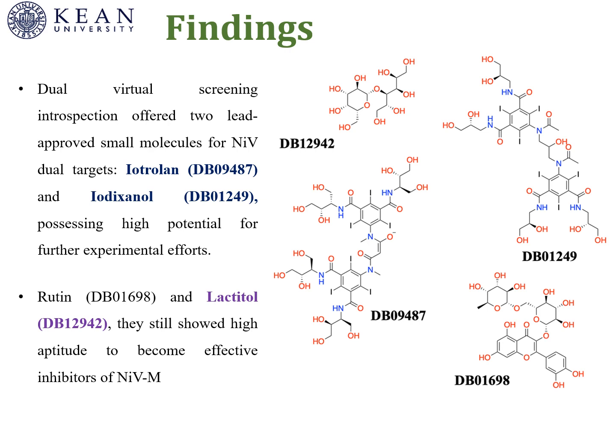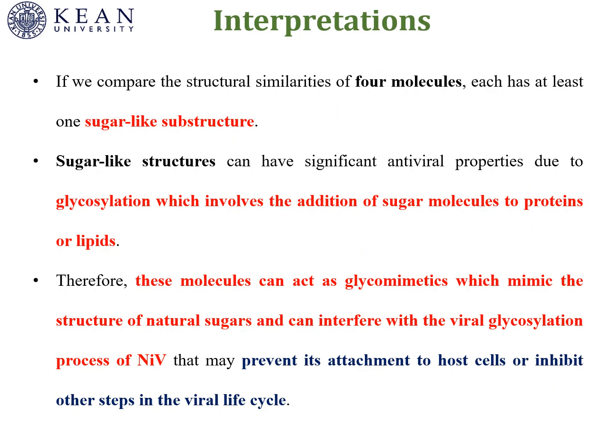Overall, the studies suggested that we have found dual virtual screening inhibitors, irinotecan and iodoxinol, which can be extremely potent for both targets. On the other side, rutin or lactitol can be a very good target for the matrix protein.